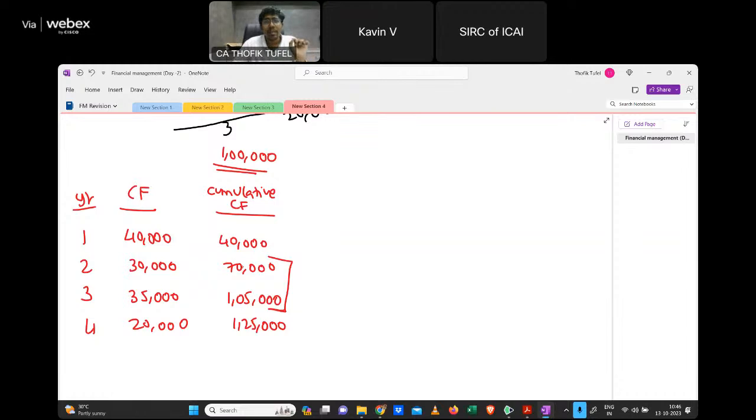Now, how will you calculate the payback period? You know that it is somewhere in between 2 and 3. Now, 2 years and how many months is what you are going to identify. Let us see.